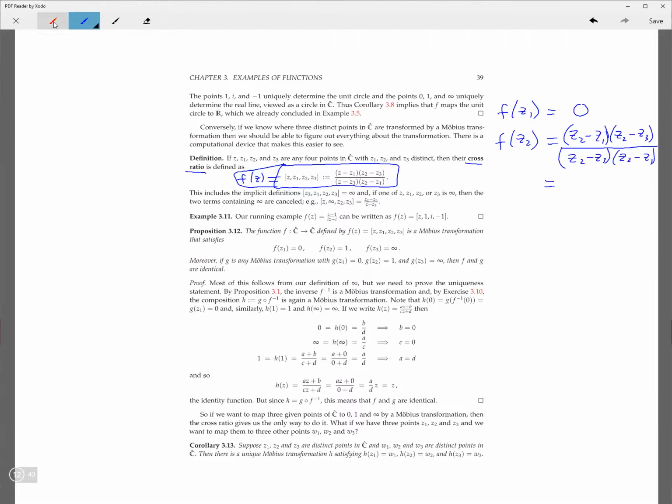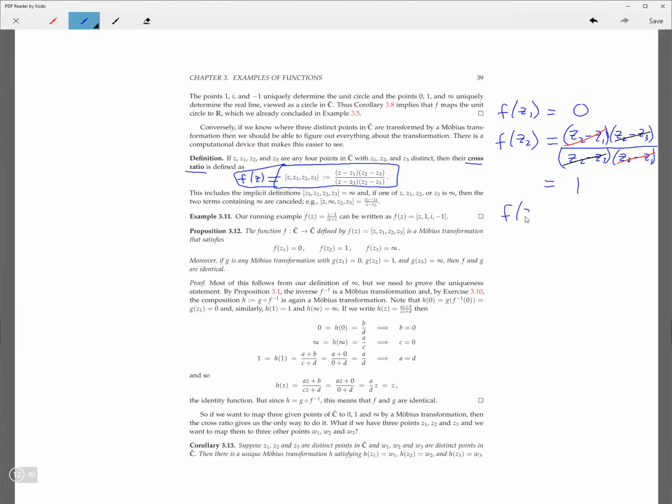Can one cancel it out? So C1 is just going to be 1. These guys cancel, and then these guys also cancel, so it's going to be 1. Probably the more appropriate English would be that they reduce to 1. So f of z2 is 1.